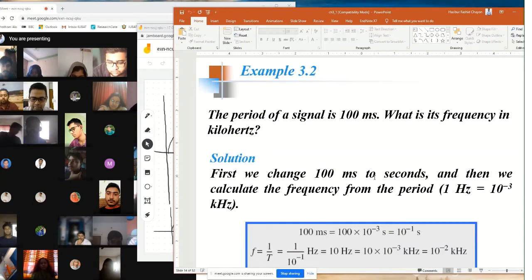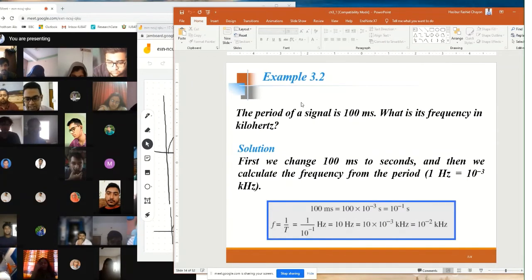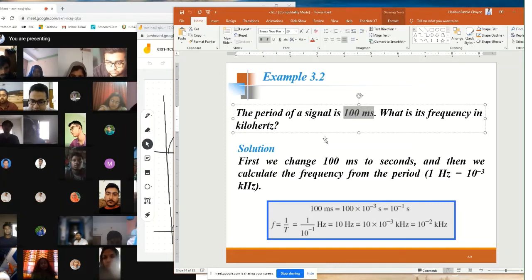Let's see another example. Very simple. It says that the period of a signal is 100 millisecond. Now the period time is given as 100 millisecond, and it is asking what is the frequency in kilohertz. So that is the two things. It is the new one.